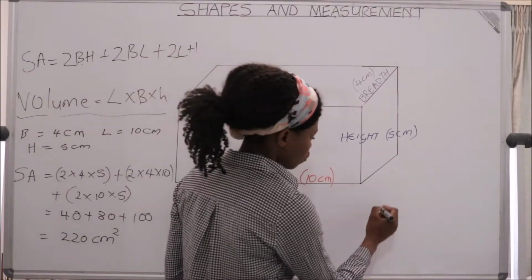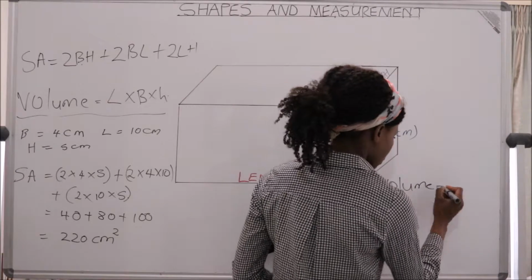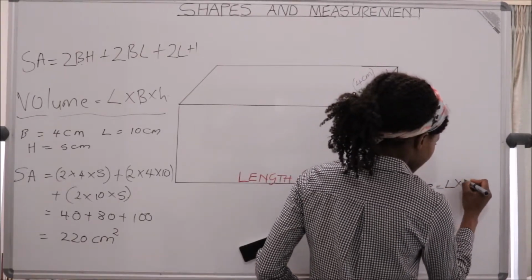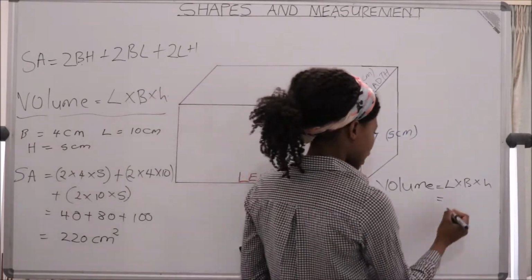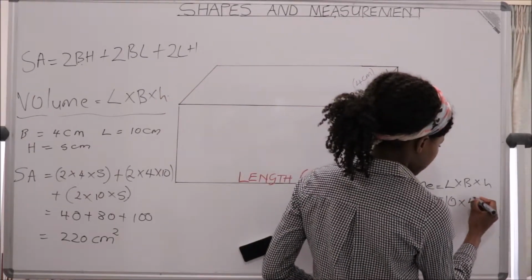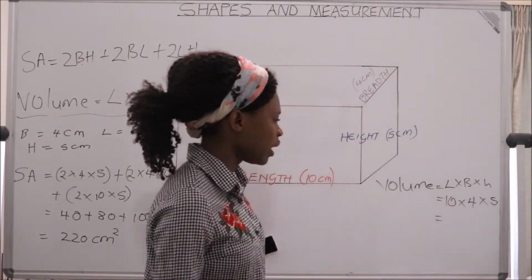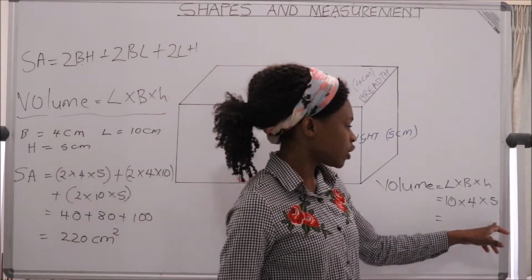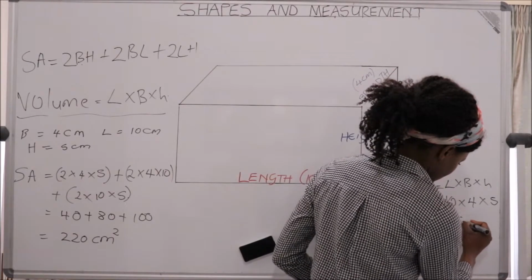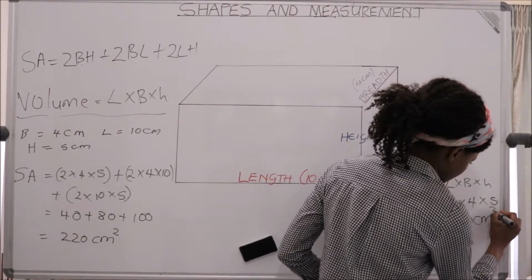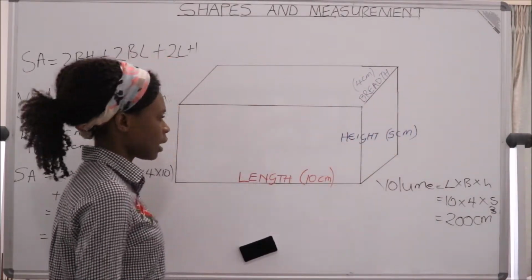In this case, I'll just write here, we have the volume, which is equal to length multiplied by breadth multiplied by h, which is the height that it has been extended with. Our length here is equal to 10, our breadth is equal to 4, and our height is equal to 5. Having that, we have 10 multiplied by 5, which is equal to 50, multiplied by 4, that will give us 200. Then our answer in this case will be 200 cubic centimeters. This is the volume of this right prism.